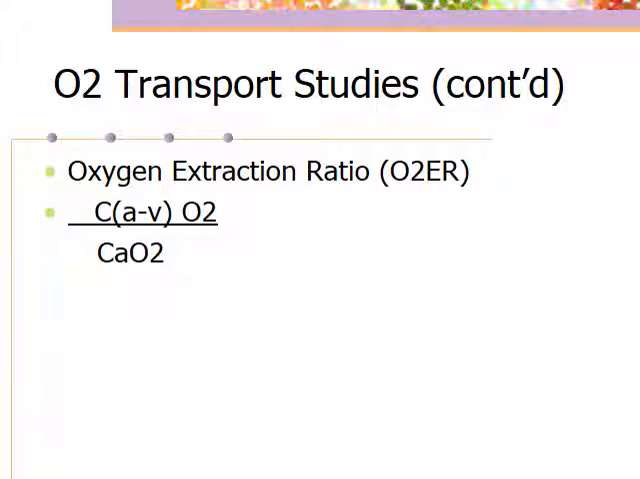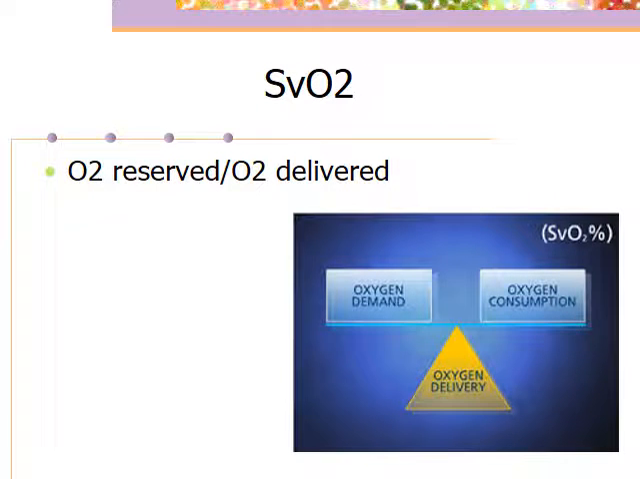You might call it the O2 utilization ratio or the oxygen coefficient ratio. You'll see it in multiple verbiage. So this is the O2 extraction ratio. That's what we'll call it in this class. All right, the next thing we're going to look at is SvO2.